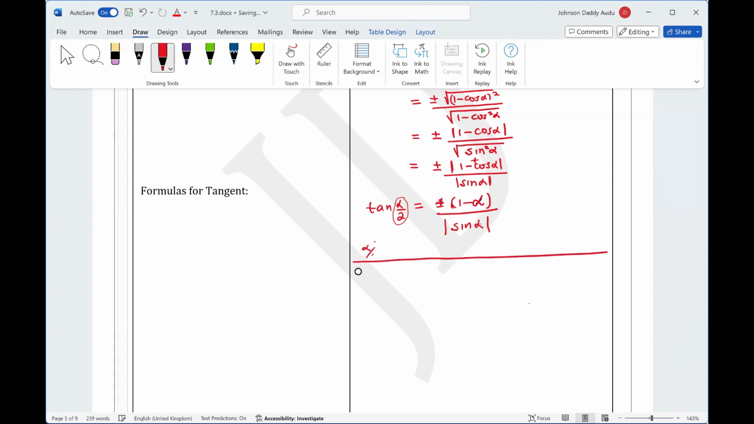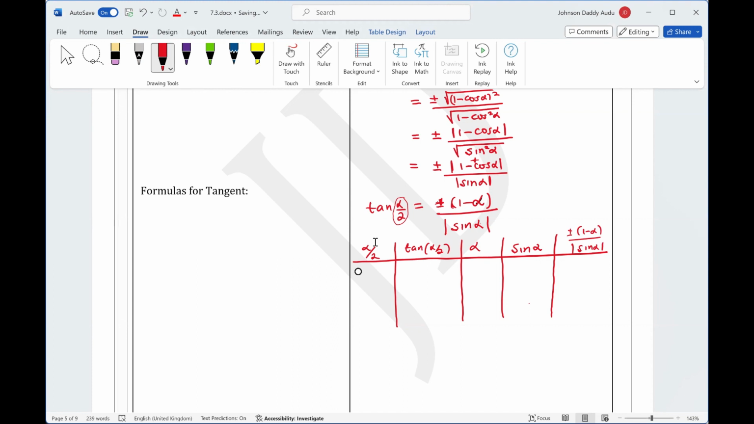Now let's say we have alpha over 2. If we have alpha over 2, then let's talk about tan alpha over 2. And we need to know also what is alpha. And then we need to know what is the sine of what? Sine of alpha. So then we need to know what is going to be this expression, which is plus or minus (1 minus cosine alpha) over the absolute value of sine alpha.